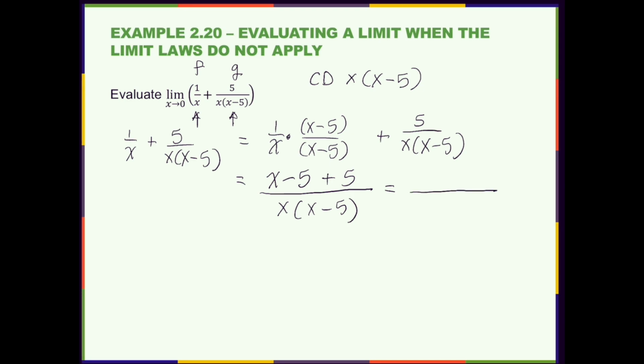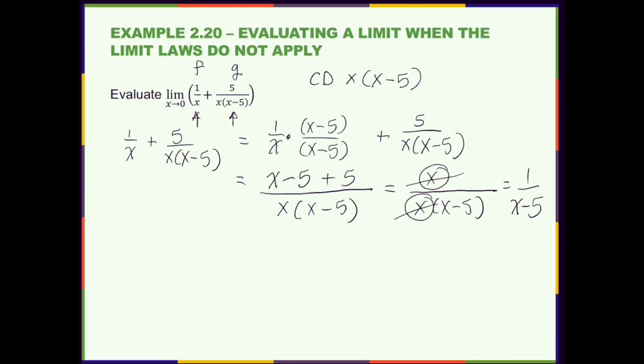Now, the minus 5 and the plus 5 in the numerator add to 0, and I'm left with just x over, in the denominator, x times x minus 5. Now, I can get rid of the common factor x, since that divides out to be 1, so that whole big mass simplifies to be 1 over x minus 5.